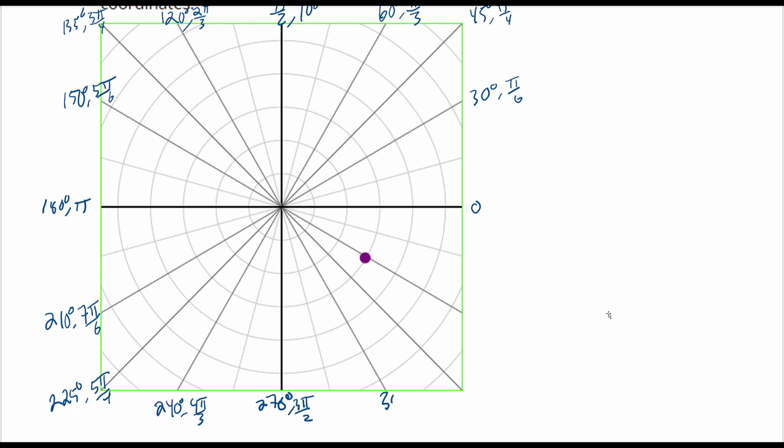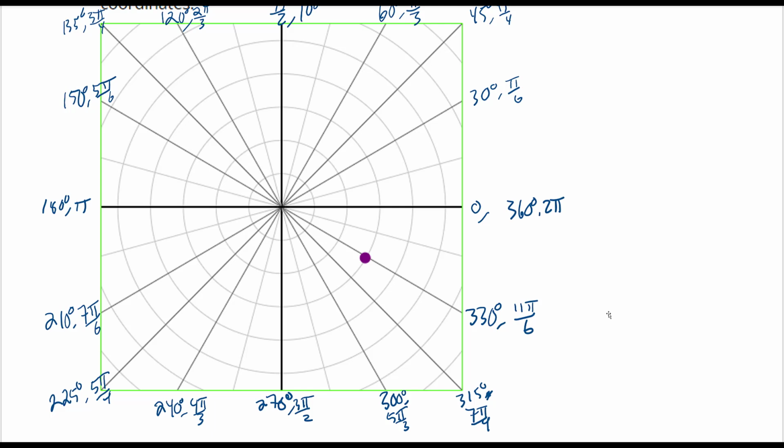Then we're at 300 degrees here, or 5 pi over 3. And then we're at 315 degrees here, or 7 pi over 4. And then we're at 330 degrees here, or 11 pi over 6. And then this would also be 360 degrees, which is 2 pi.